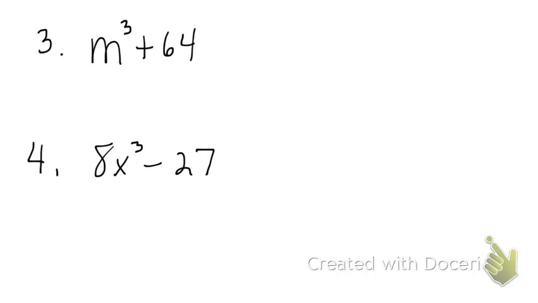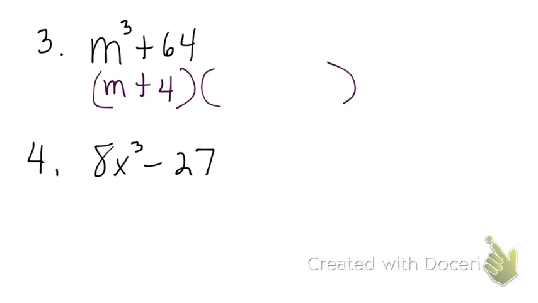All right, so let's go ahead and do the same thing we were doing before. We're going to have a binomial times a trinomial. What do I cube to get m cubed? That would just be m. I'm going to have a plus sign there. What do I cube to get 64? That would be 4. And then I'm going to use this binomial to get the other part.